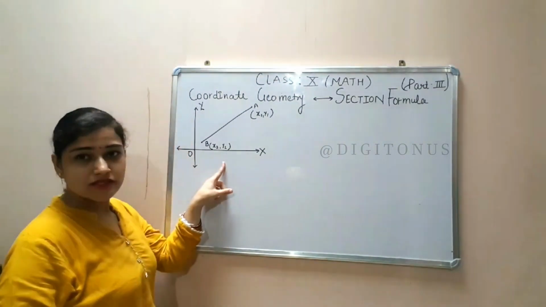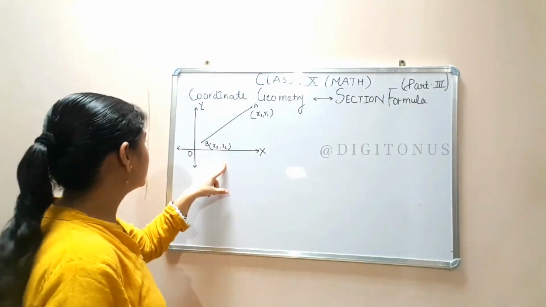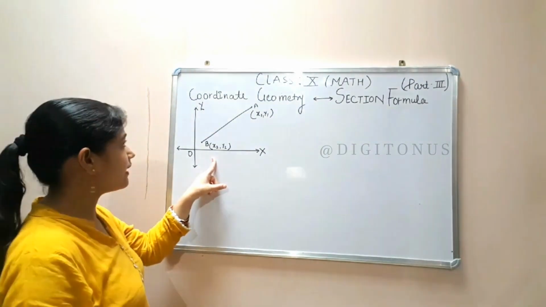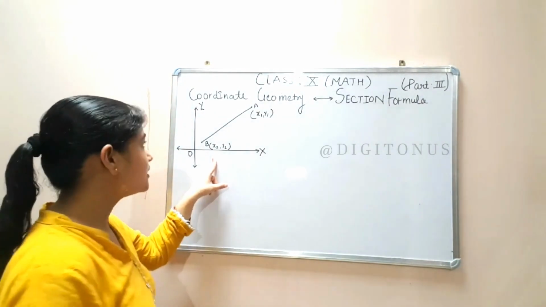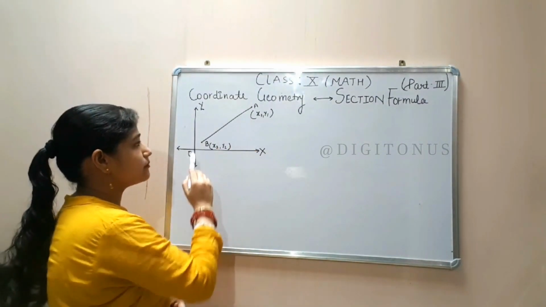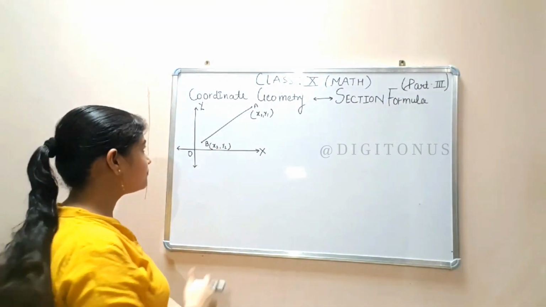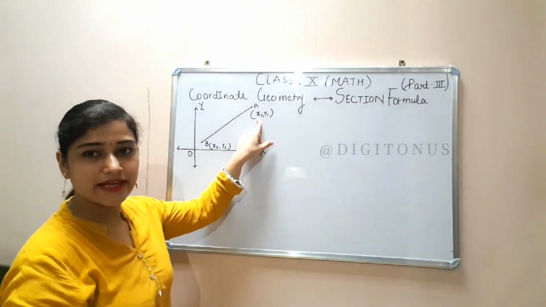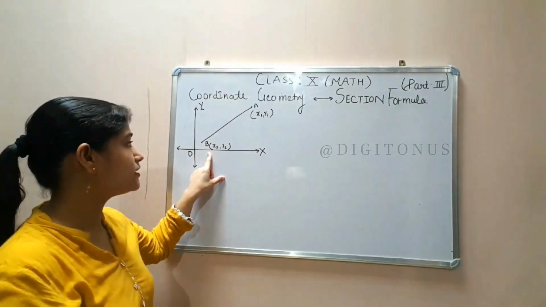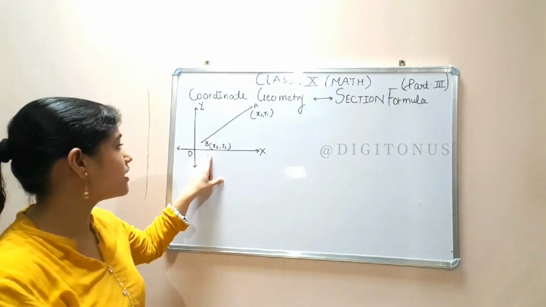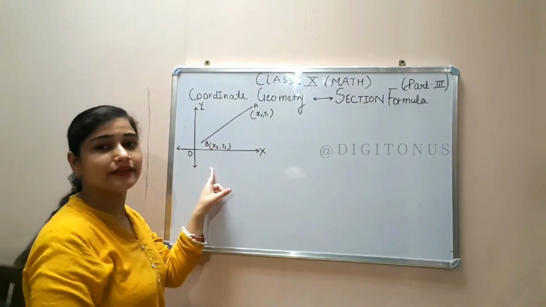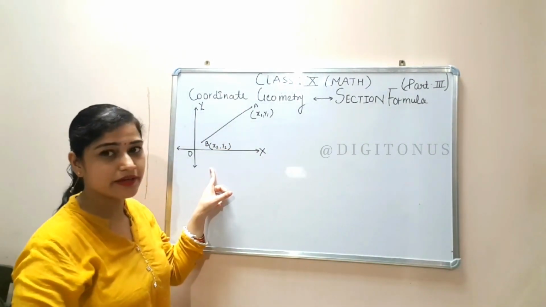So I have made this diagram, you concentrate here. We already know about coordinate geometry and the distance formula we have studied. So there is a point A and B on the Cartesian plane, and the coordinate points of A are x1, y1, and the coordinate points of B are x2, y2. Now, how to find the distance between these 2 points, you already know.